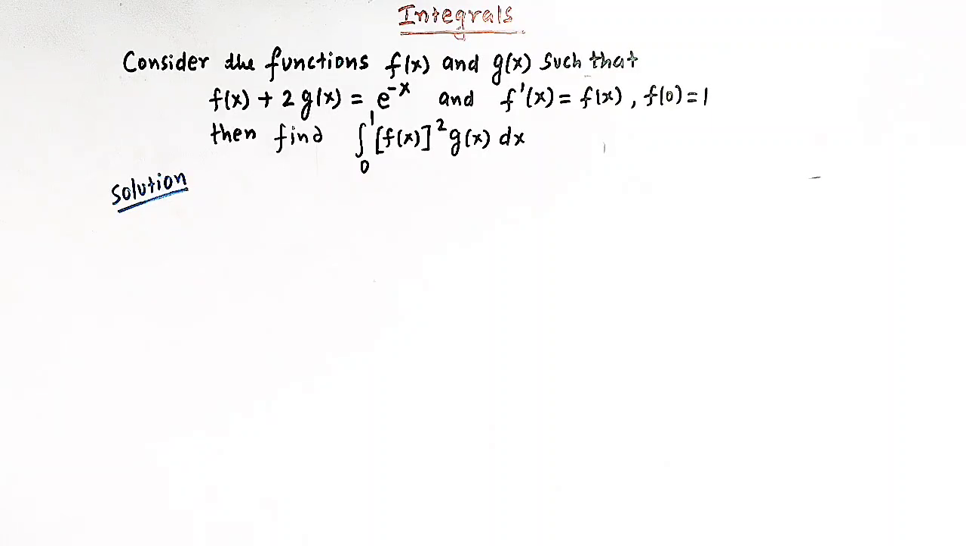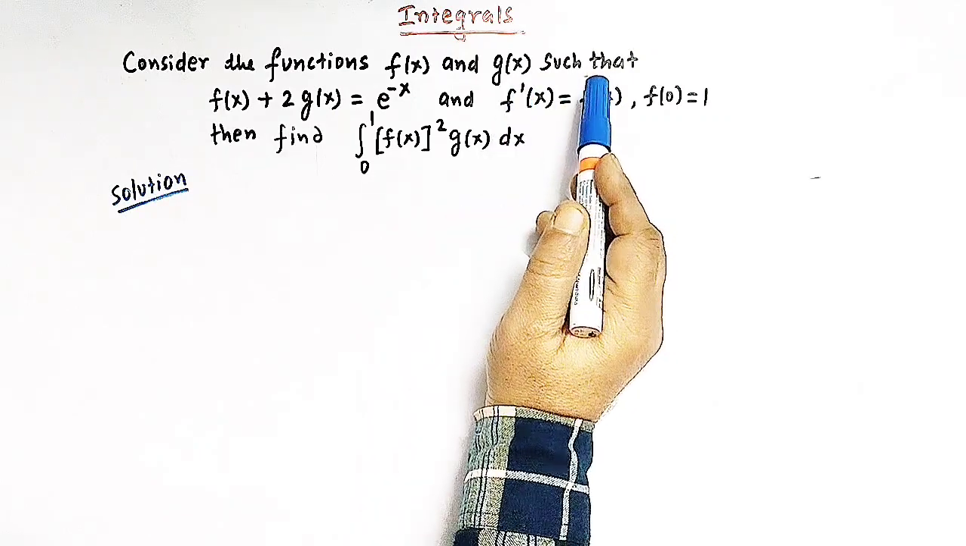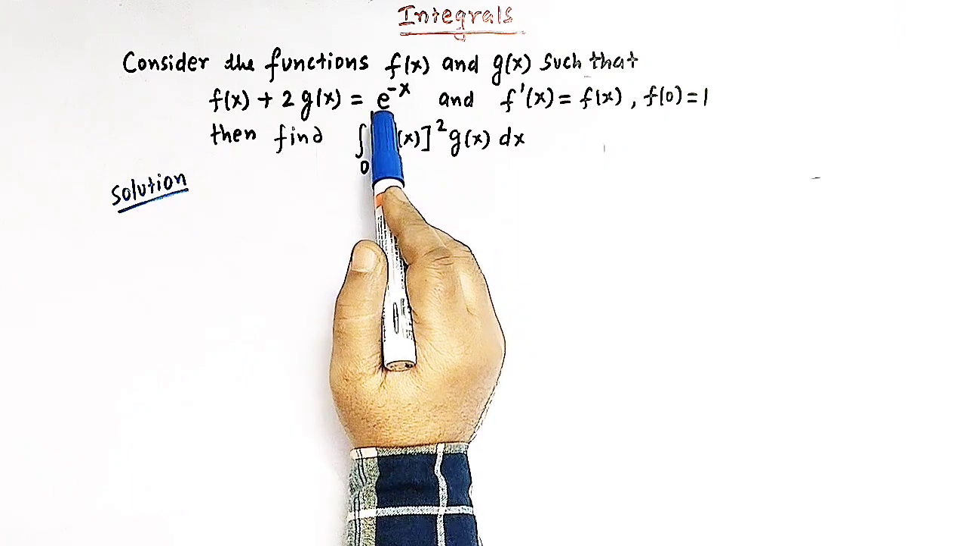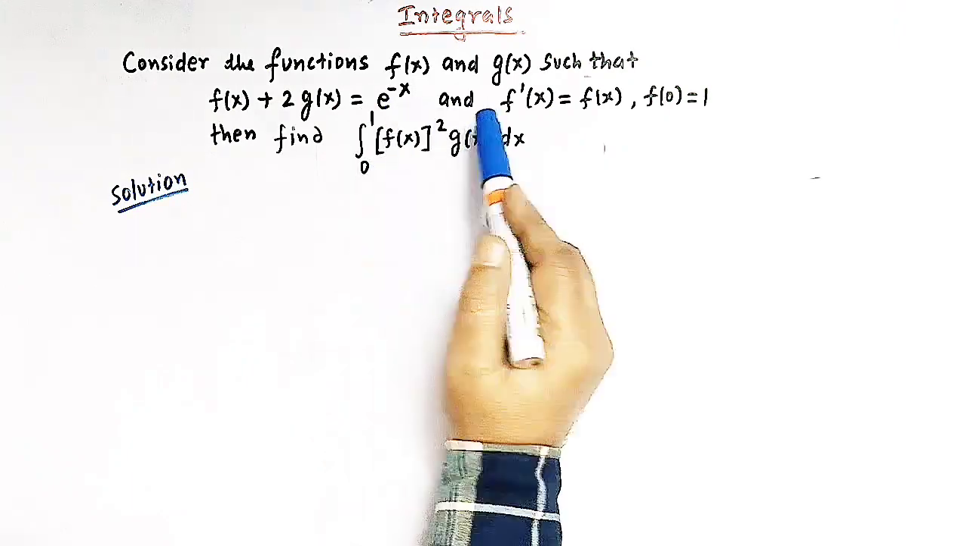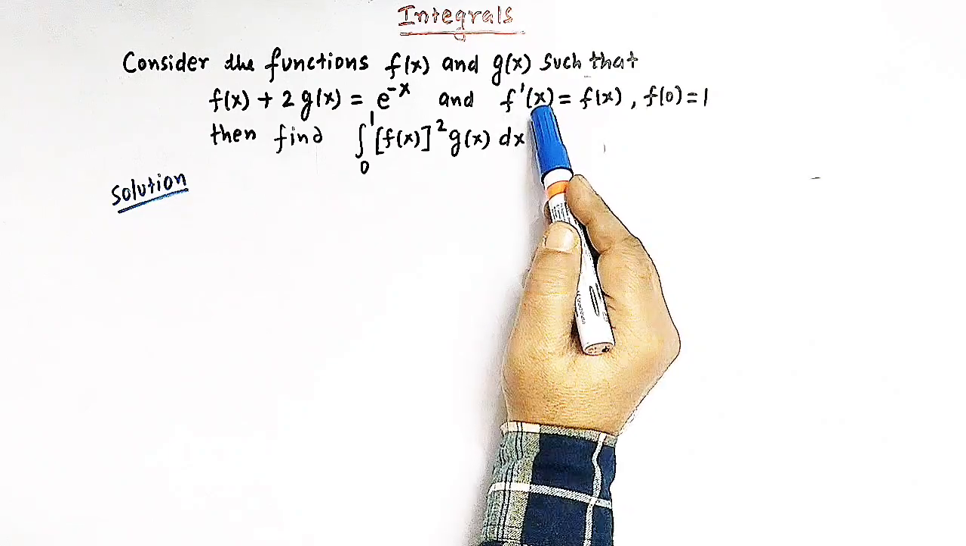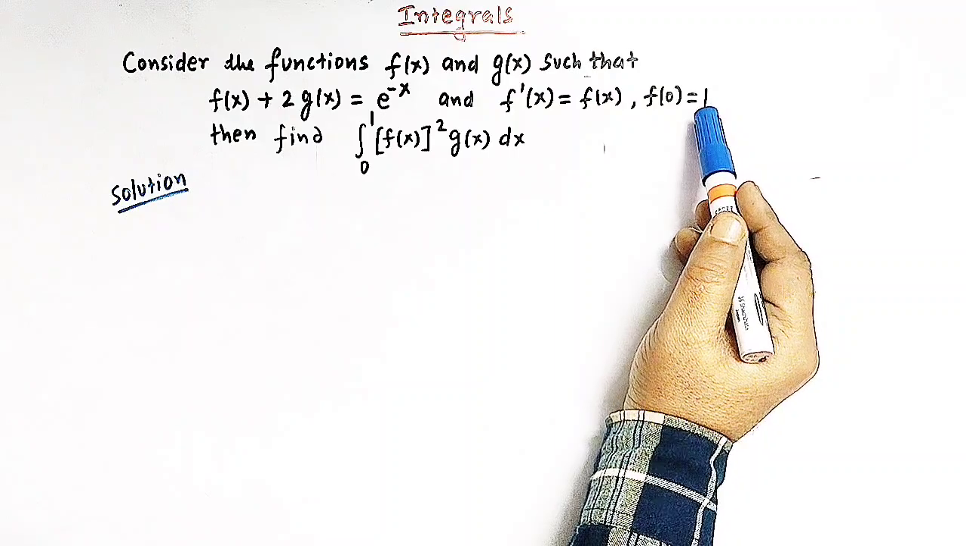Viewers, in today's session, we are going to discuss another important and conceptual problem from definite integrals. We are given two functions f of x and g of x such that f of x plus 2 times g of x is equal to e raised to minus x, and the derivative of f of x, that is f prime of x, is equal to f of x, with f of 0 equal to 1.